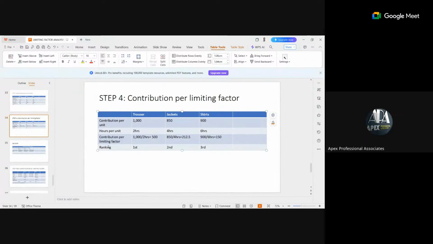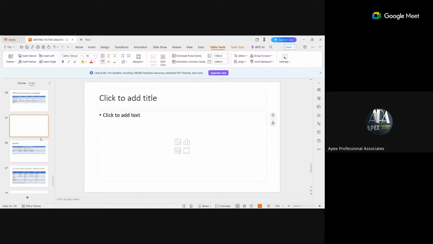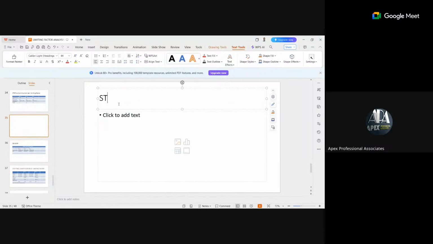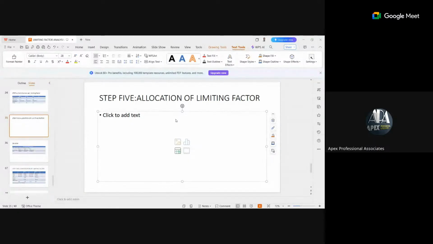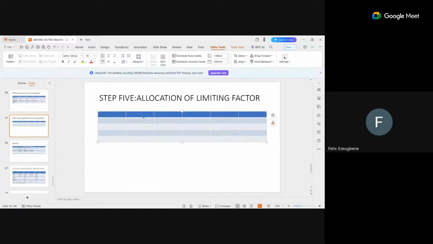So I have done this now. What will be the next thing? Step 5: allocation of limiting factor. Now, the available hours. The available hours for type 1 machine is what? 39,200.